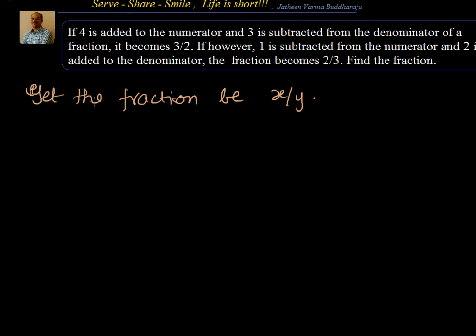What is the first condition? If 4 is added to the numerator, that means x becomes x plus 4, divided by 3 subtracted from the denominator, that means y minus 3. The fraction becomes 3 by 2. So this is my first equation.